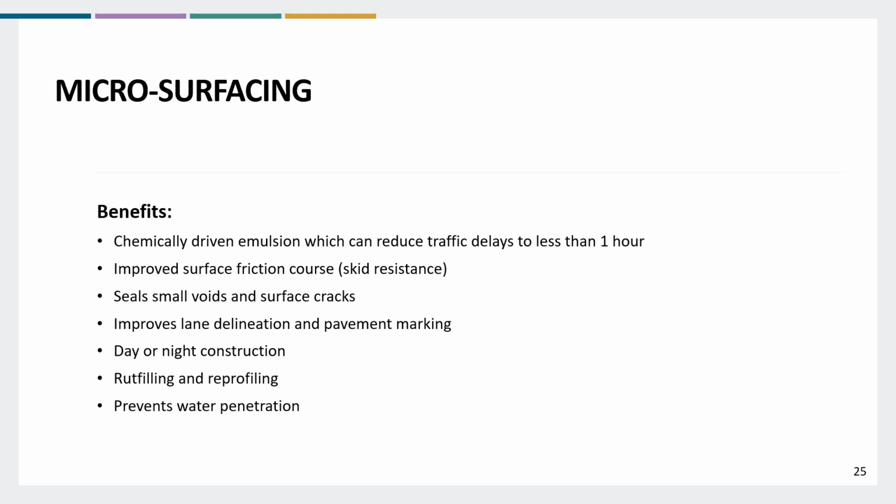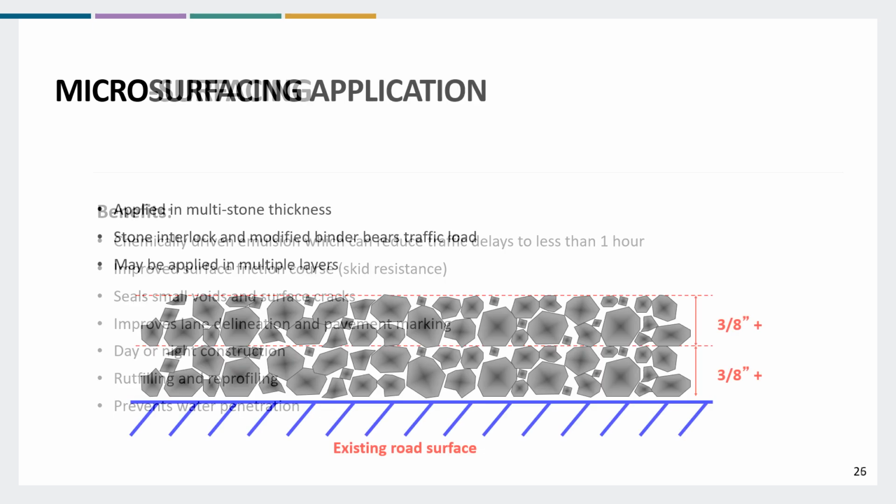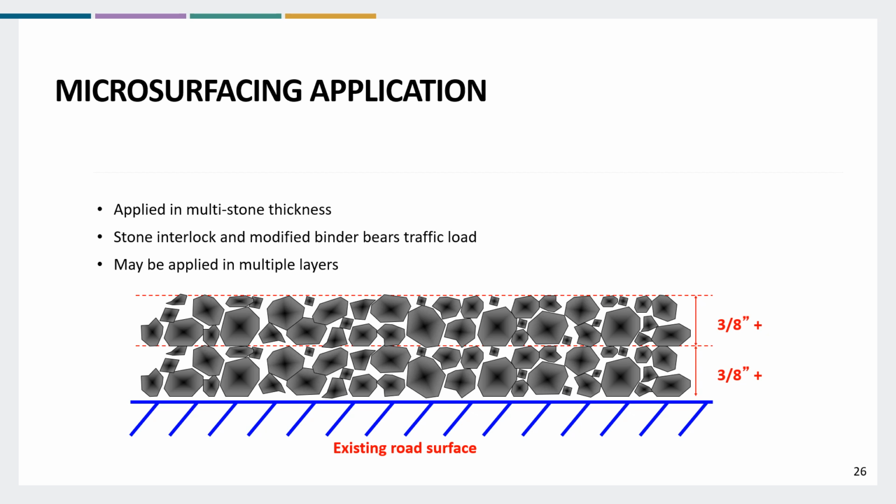Microsurfacing is a chemically driven emulsion which can reduce traffic delays to less than 1 hour, as opposed to a slurry seal that needs ambient temperatures to cure. It improves surface friction course, seals small voids and surface cracks, improves lane delineation and pavement markings, can be constructed in the day or night because of the chemicals in it, can rut fill and reprofile, and prevents water penetration. Because of the chemical additives in microsurfacing, it can be applied in a multi-stone thickness. Stone interlock and modified binder bears traffic load and may be applied in multiple layers.